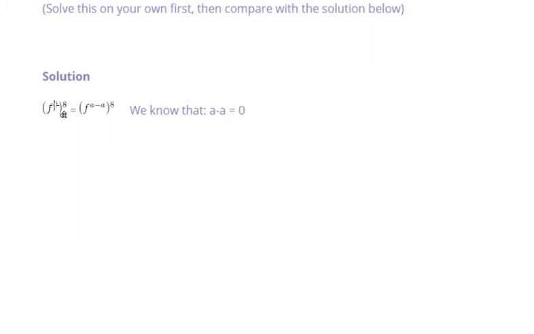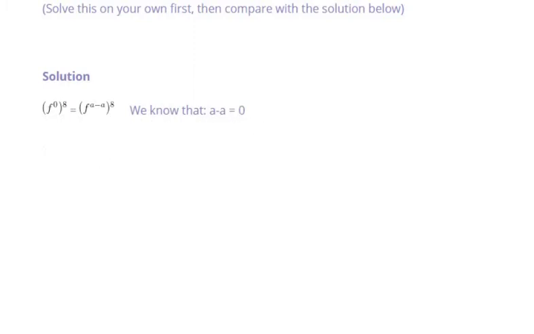It's very simple. We know that any term minus itself gives you 0. So let's use a in this case. So f raised to power a minus a, all in parentheses raised to power 8. So we're using that a minus a is equal to 0. That's how we got that.